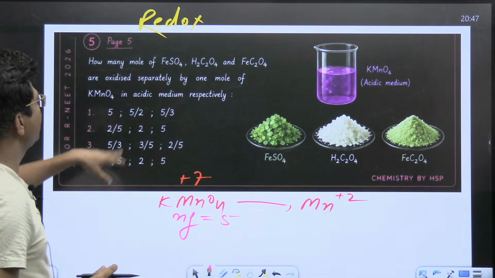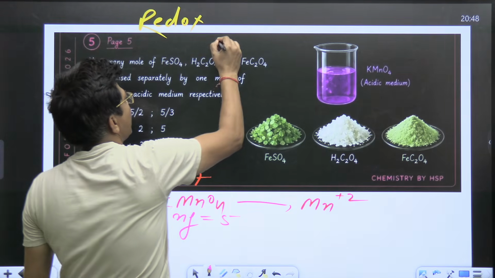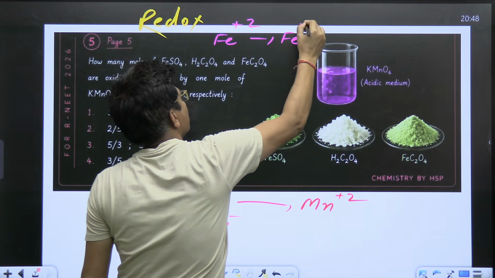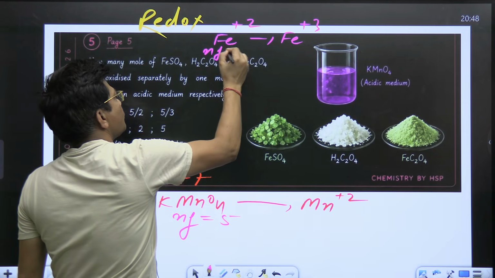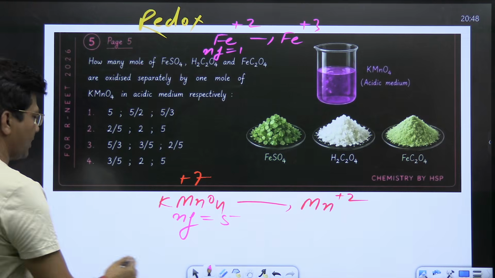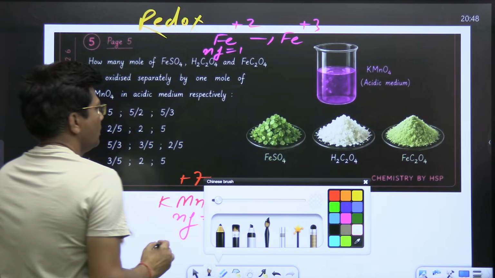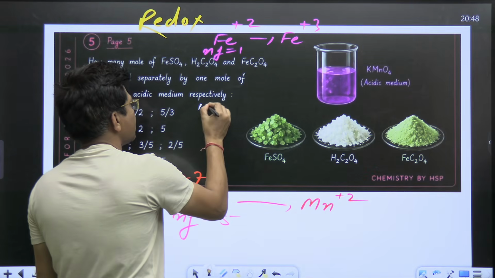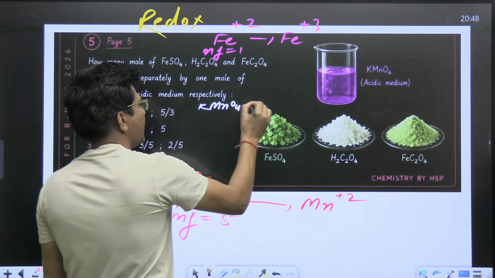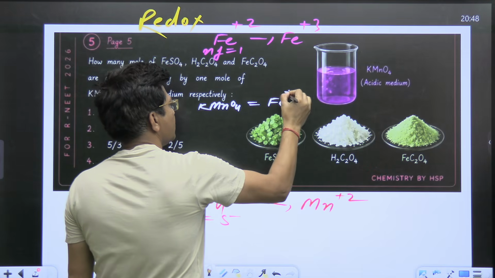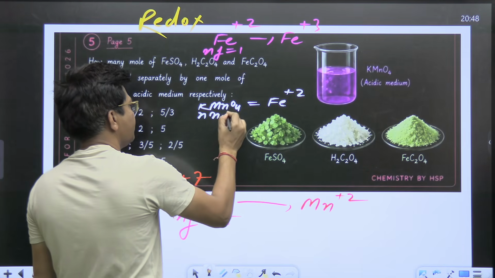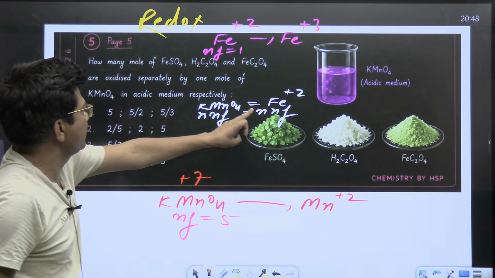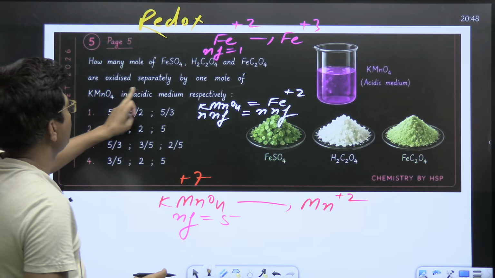Now let's go one by one. Ferrous sulfate. Ferrous can change to ferric, green to yellow. Its n factor is coming out 1. Ferrous n factor is 1. So let's compare. KMnO4, let me write down here KMnO4 and this ferrous, n into nf. It's n factor, and we know how many moles of ferrous sulfate are required by 1 mole of KMnO4.